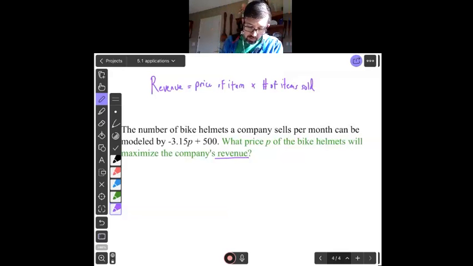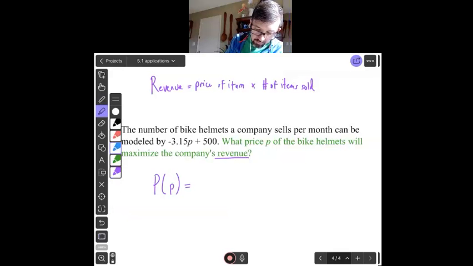Which is good, because if we want to find the revenue based on the price, what I need to do is take the price of the item, which they've told us is just P. We want to multiply that by the number of them sold, which they've told us is this expression here.